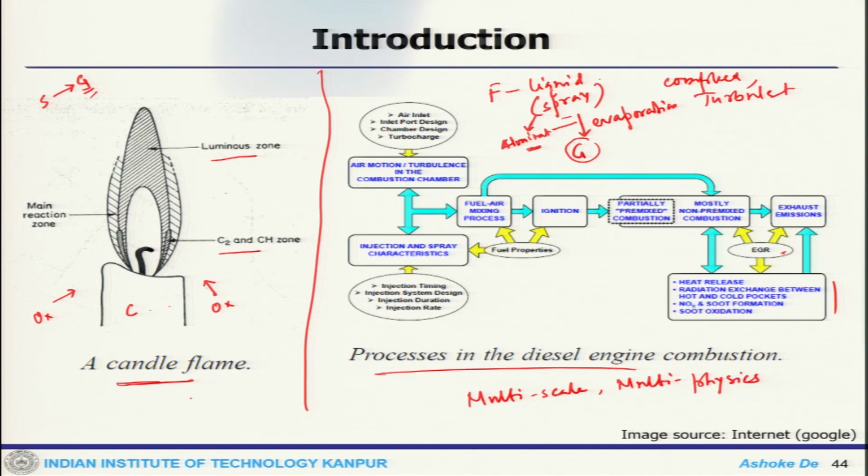The liquid has to atomize, then evaporate and finally form a fuel gas, and then the burning takes place. So, it is essentially a multi-scale problem. That gives you an idea about how these turbulent, real-life problems differ from the simple problems.